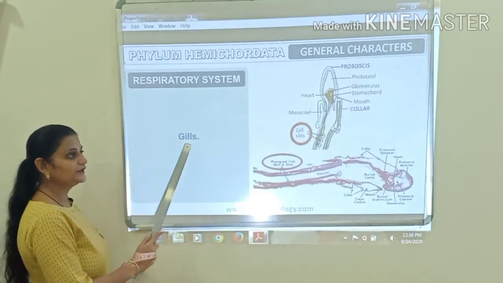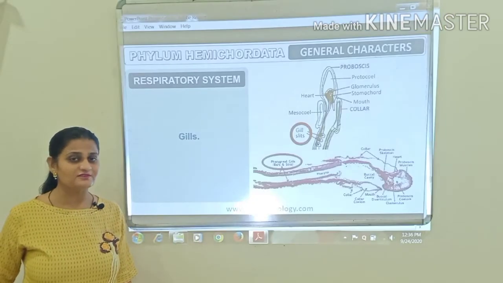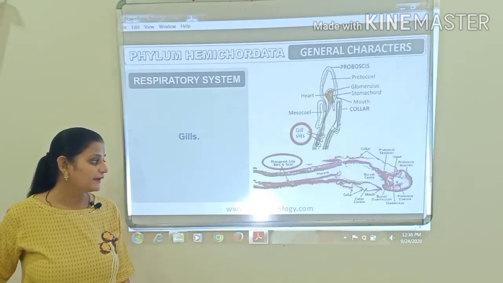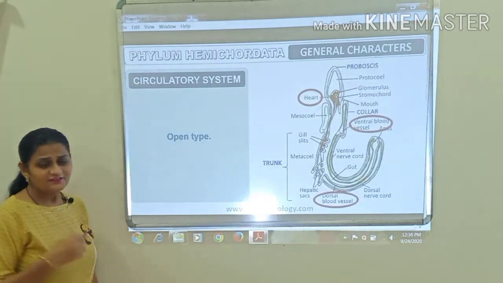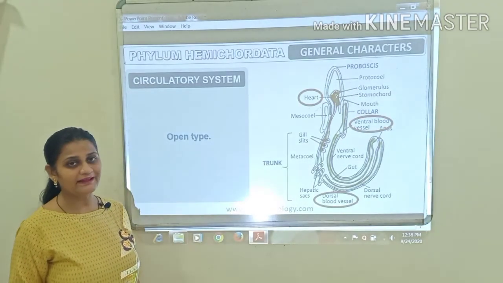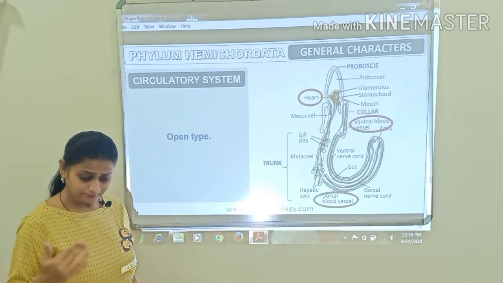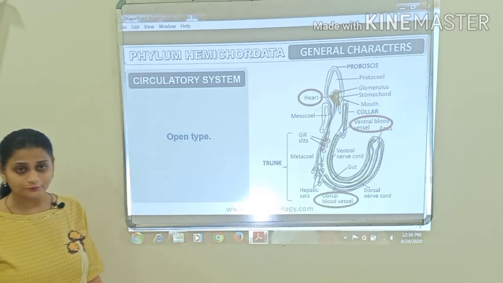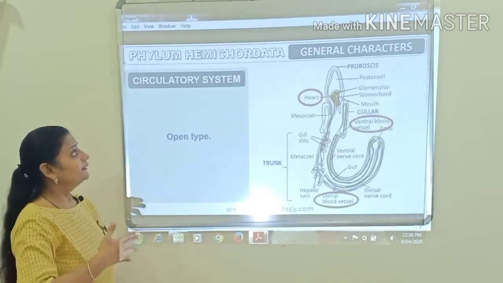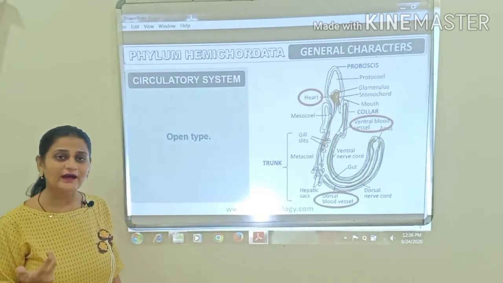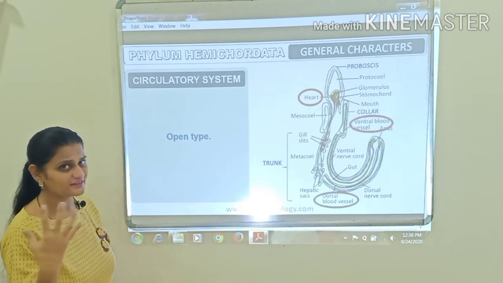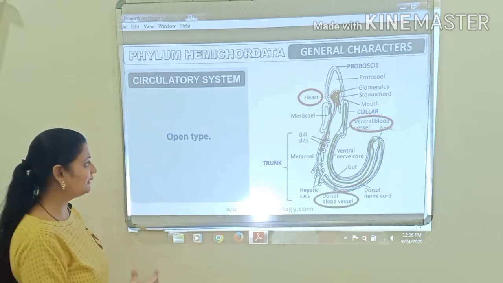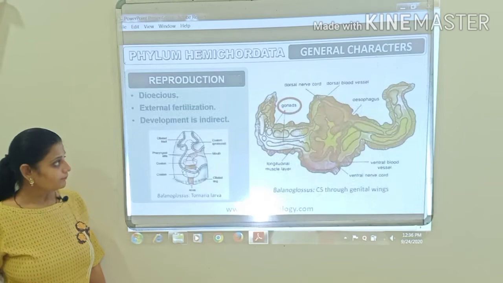Respiration occurs through the gills. Okay, gills are present, gill slits are present in the body, and with the help of that the respiration takes place. Circulatory system is of open type. Again, there are no blood vessels. Okay, so the blood which is pumped out of the heart will be taken to the intercellular spaces and the cells will bathe in the blood.